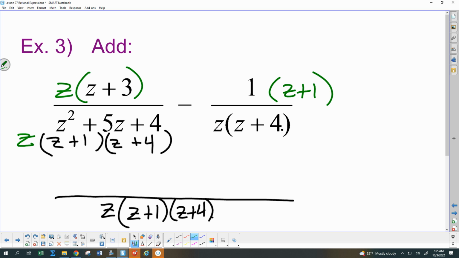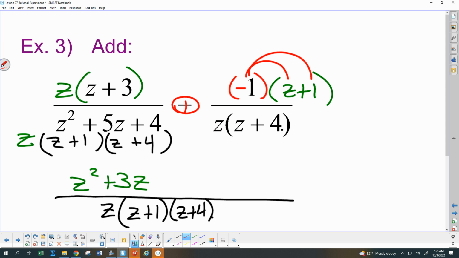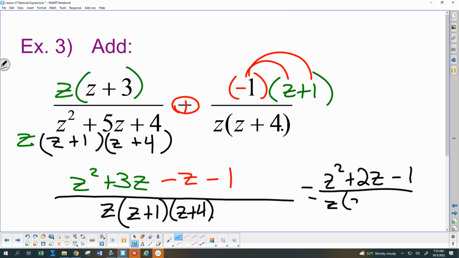So first we're going to distribute the first numerator, and we have z squared plus 3z. Now we have to be a little bit careful. We have a minus right here. That also has to be part of what we distribute. So I'm going to change this to a plus a negative 1 times this, so that I can distribute the minus sign and the 1 all at the same time and get a minus z and a minus 1. So final answer, z squared plus 2z minus 1 over z times z plus 1 and z plus 4.